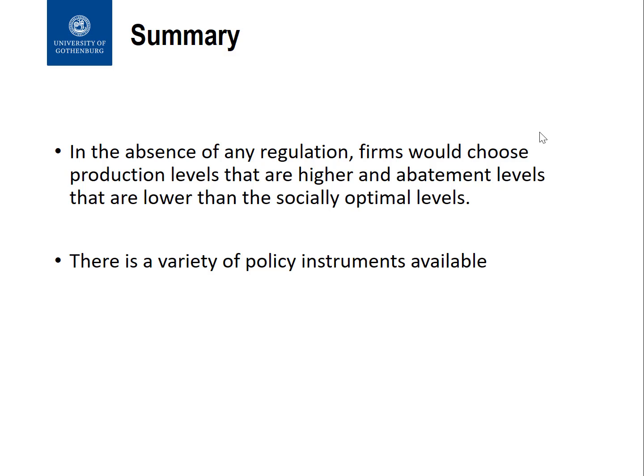To sum up, we can say that in the absence of any regulation, firms would choose production levels that are higher and abatement levels that are lower than the socially optimal levels. Therefore, to reach efficiency in the presence of a market failure, there is clearly a need to implement environmental policy instruments, and there is a variety of policy instruments available. So now the question is, which instruments are the best for each type of environmental problem?